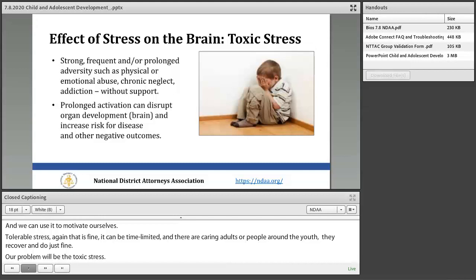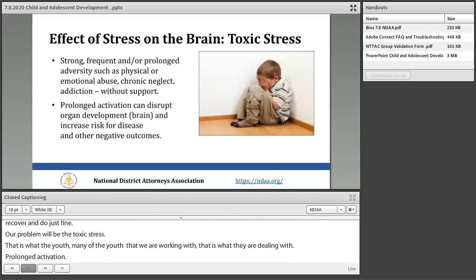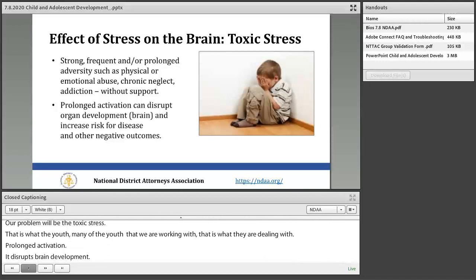It's that prolonged activation, and it disrupts the brain development. So when we go back to those slides that talk about how the brain develops from low to high and from inside to outside, essentially this toxic stress can cause some of those synapses and neurons, the electrical impulses in the brain, to be disrupted and for that development not to occur as it should.